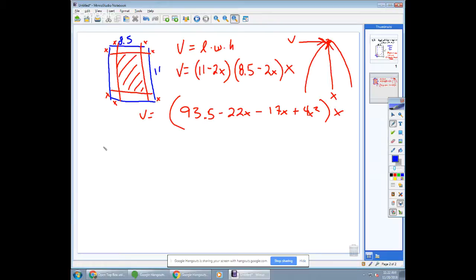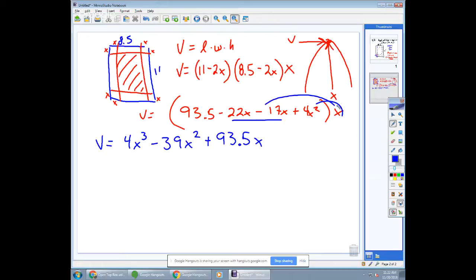Switch colors here. So ultimately, I'm going to have a 4x cubed. I'm going to put that out front. And then 22 and 17 is 39. So minus 39x squared and plus 93.5x, once I add like terms there and then distribute this x through. I think I got that right. What do you think, Rob? I do. Okay? Yeah. All right.